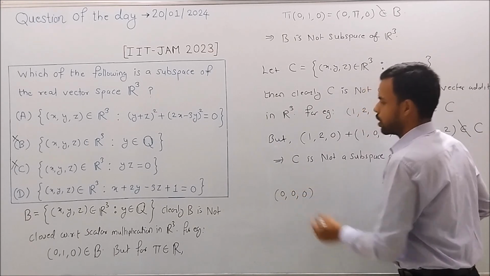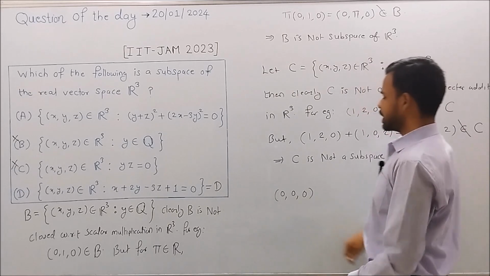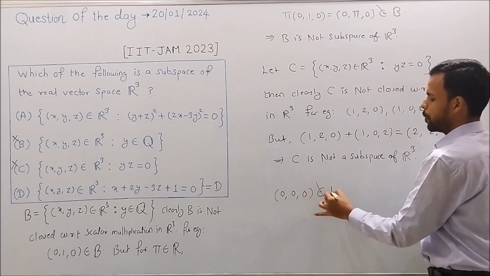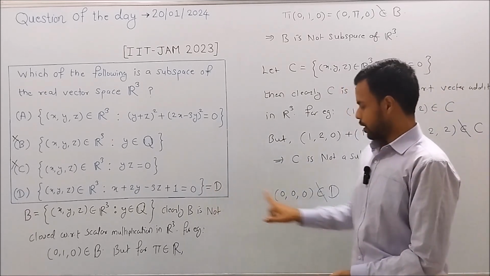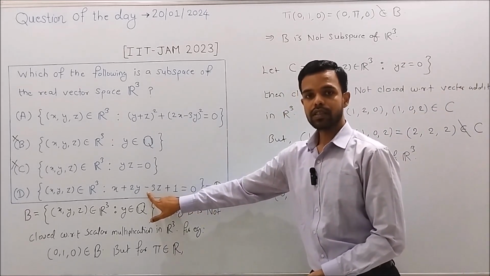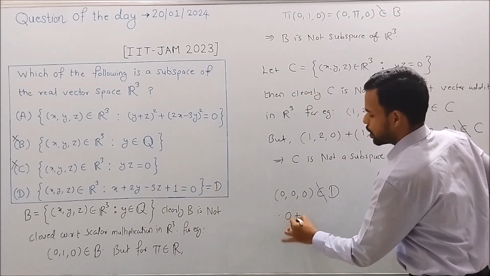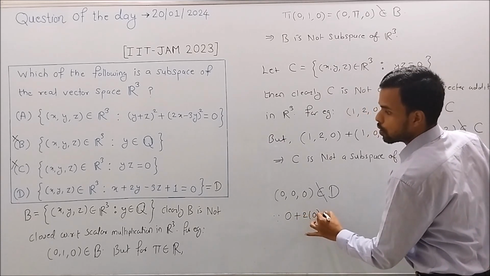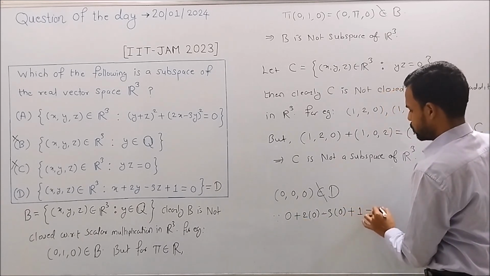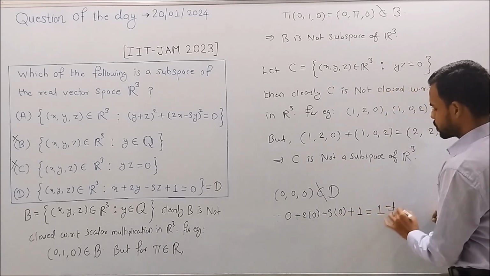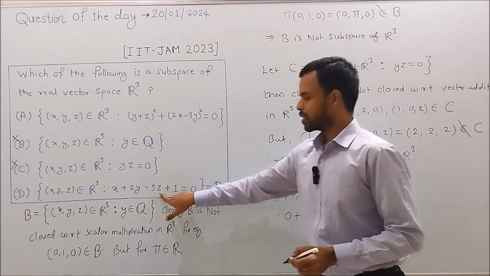(0, 0, 0). And if we denote this set by D, then we can clearly see that this element does not belong to D. Because if this element belongs to D, then it must satisfy this condition. And clearly we can see that 0 plus 2 times 0 minus 3 times 0 plus 1 is equal to 1, not equal to 0. So this element does not satisfy this condition.